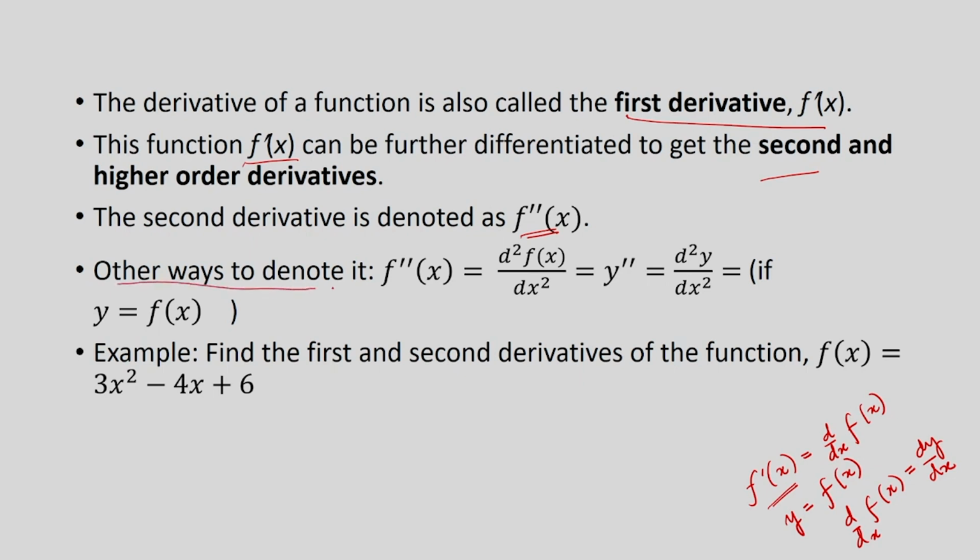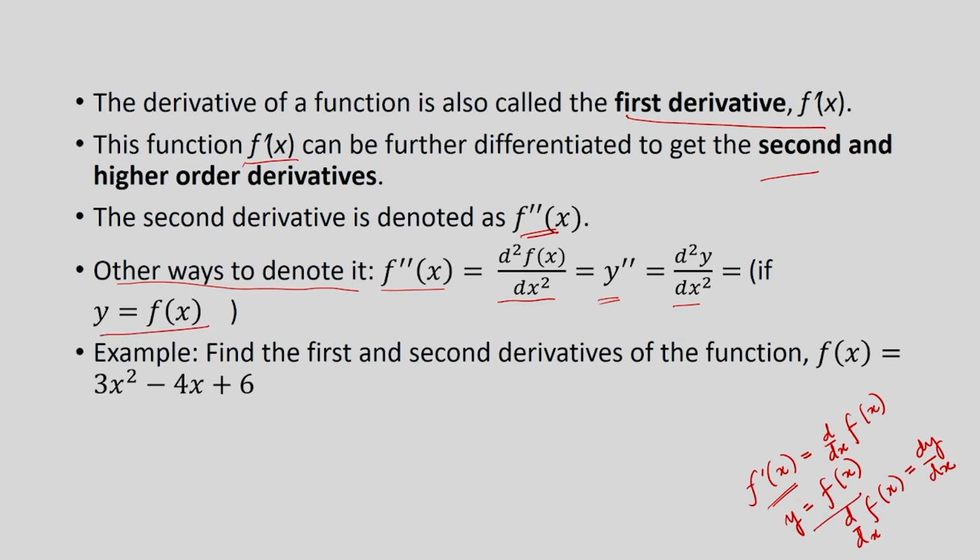There are other ways to denote the same thing. F double dash of x is d square f of x by dx square, or it is the same thing as y double dash, which is the same thing as d square y by dx square, if we assume y is equal to f of x. So, there are different ways to denote the same thing.